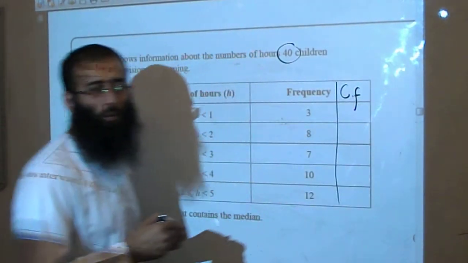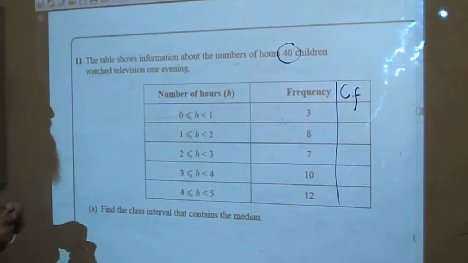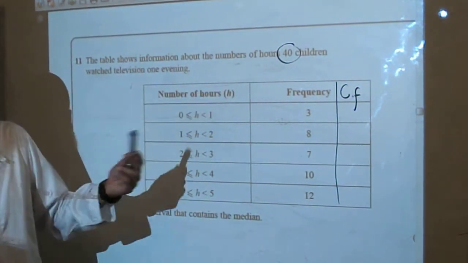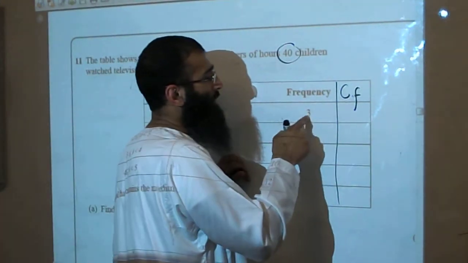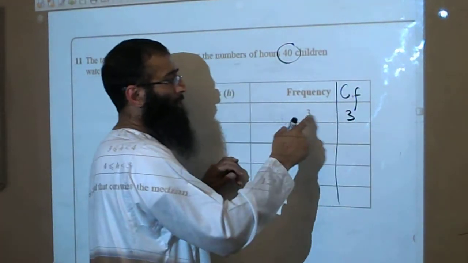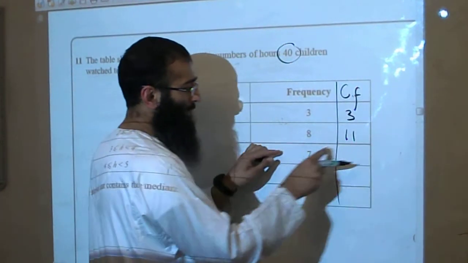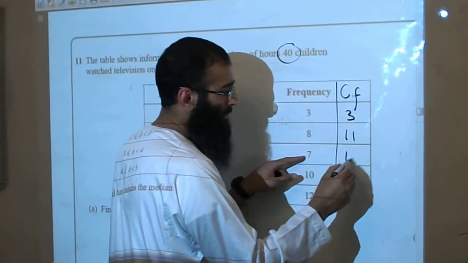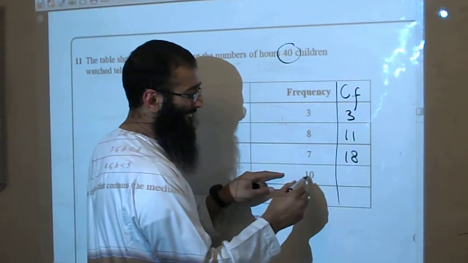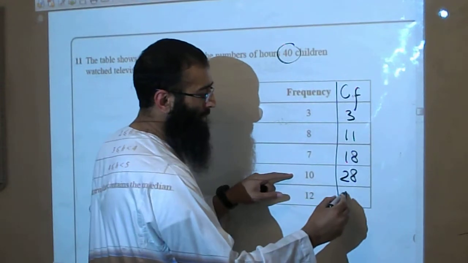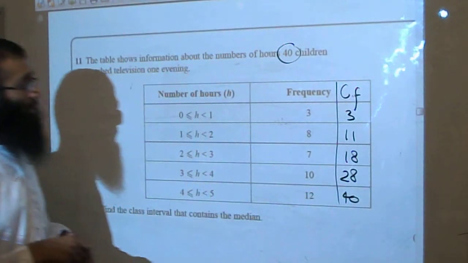what does CF stand for? Cumulative frequency. We need to work out the running total and find out where the middle one is. At the moment we can't tell. So the first total is 3. Then 3 add 8 will give us 11. Then 11 add 7 will give us 18. Then 18 add 10 will give us 28. And 28 add 12 will give us 40, which is the total frequency.